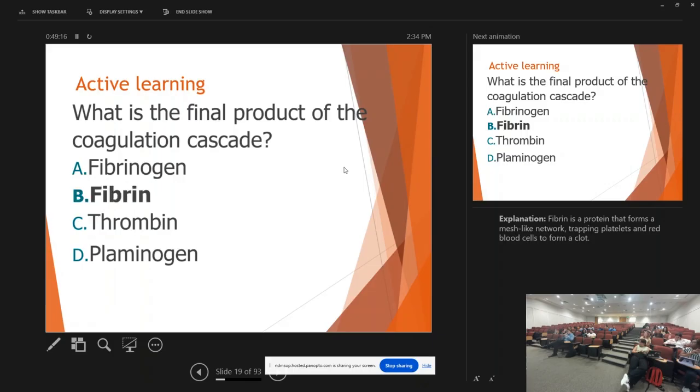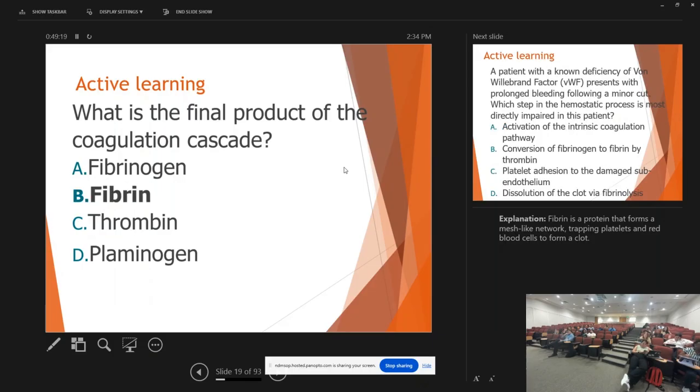It's over there. 6 out of 6. So it's fibrin, right? It's not any other ones. Fibrinogen is inactive, and fibrin is the active form. When does thrombin happen? It's the active form of prothrombin, which comes before, right? So it cannot be a final product. And where is plasminogen? So it's not going to be thrombin.